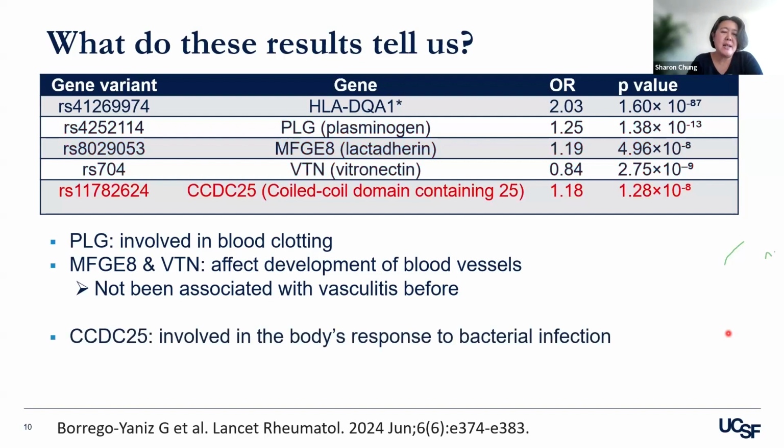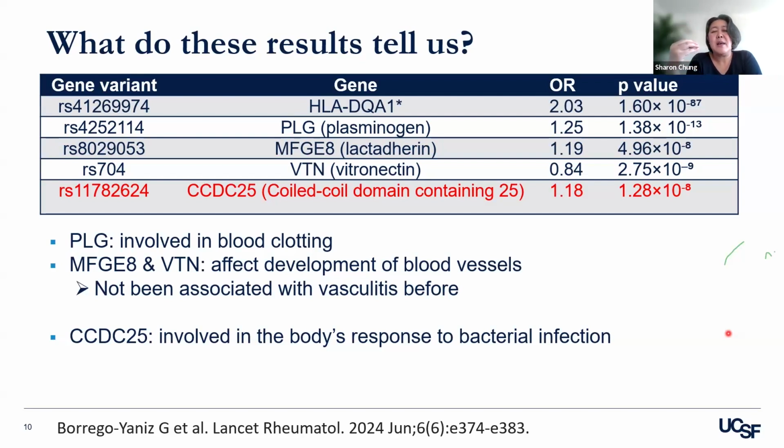And then the last gene that was associated is this CCDC25, just to say that this gene is involved in the body's response to a bacterial infection. So this can give us a sense that maybe one of the environmental exposures that is important for the development of giant cell arteritis is the body's response to bacterial infection or bacterial infections.